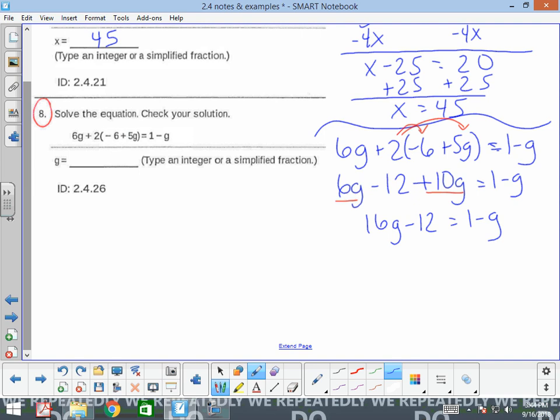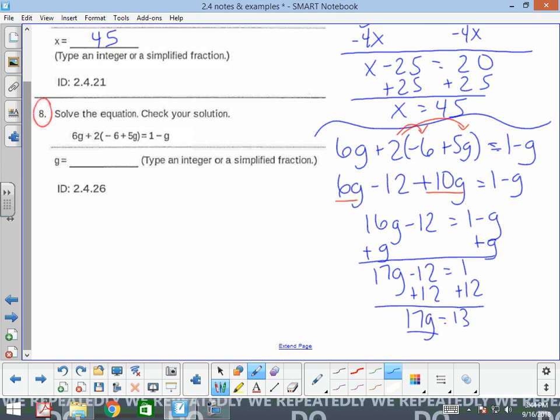Now the smallest variable term is negative g, so I'm going to add g to both sides. So that is 17g minus 12 equals 1. Go to my variable term side and add 12, and then divide by 17. Notice again, we're going to have a small number over a big number, so that's a proper fraction. Don't make it into a decimal. So 13 over 17 is our answer for number 8.